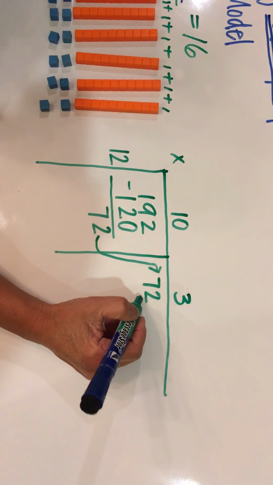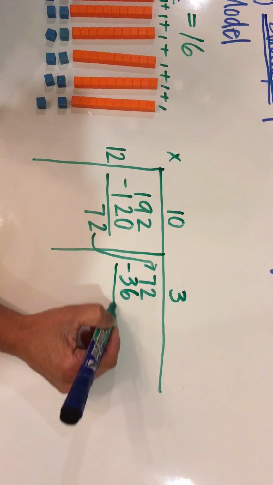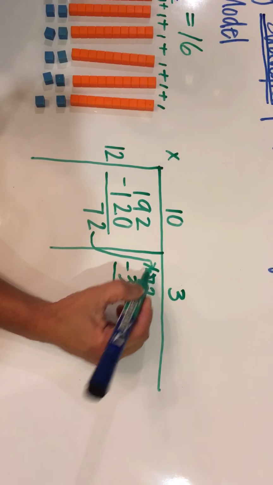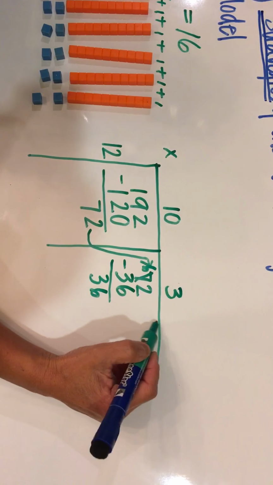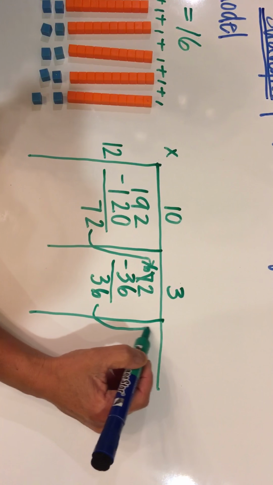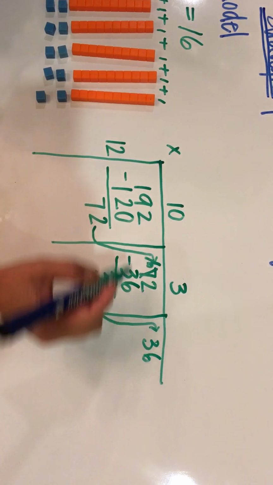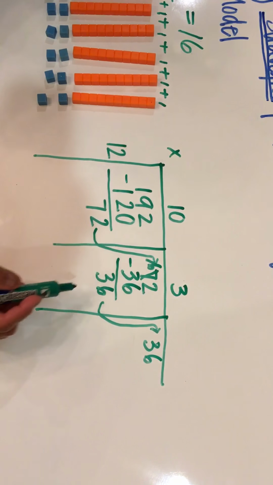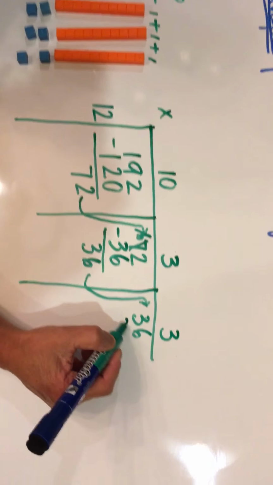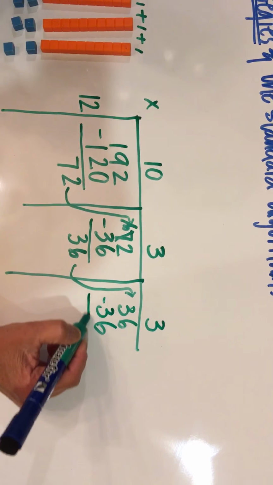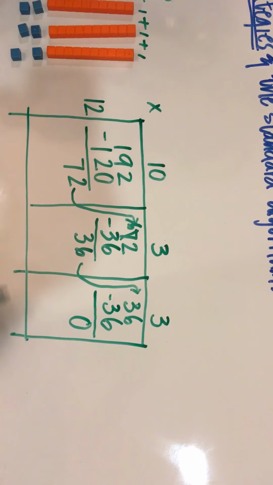3 times 2 is 6. 3 times 1 is 3. I'm going to subtract that again. I have 36 left. And so that means I'm going to continue and bring this over to this column. I have 36, and I know that 3 times 12 is 36. So another group of 3 is 36. Subtract that. I have no remainder. I am all done. Close up my box.